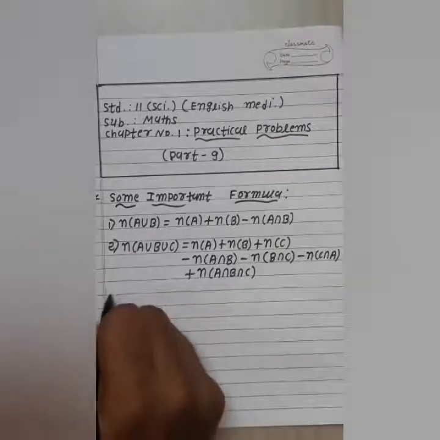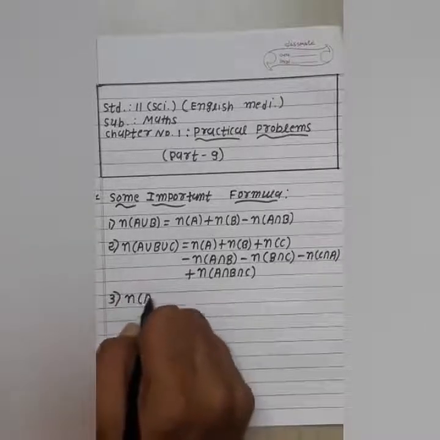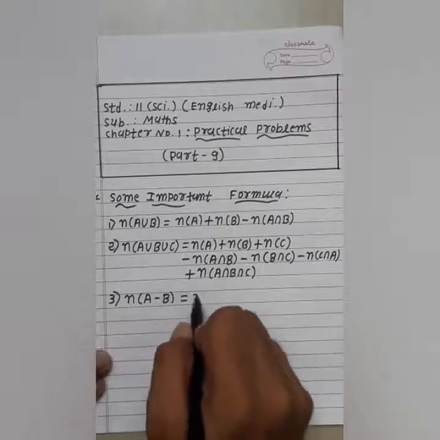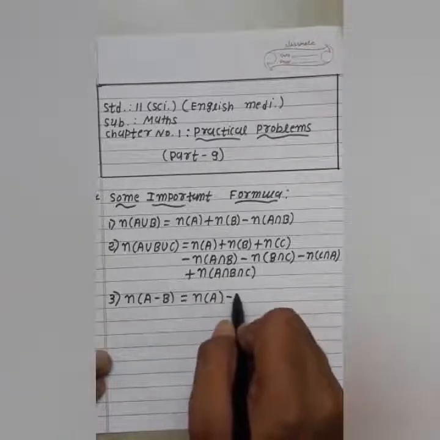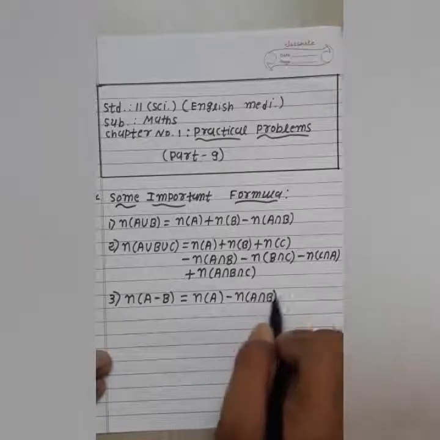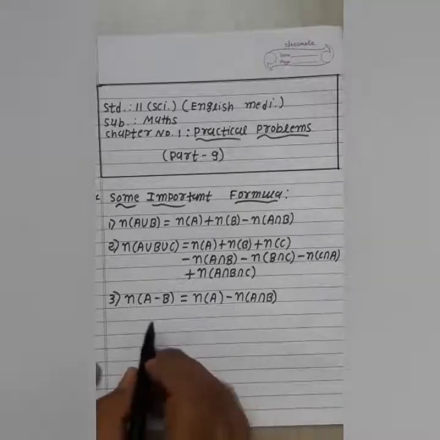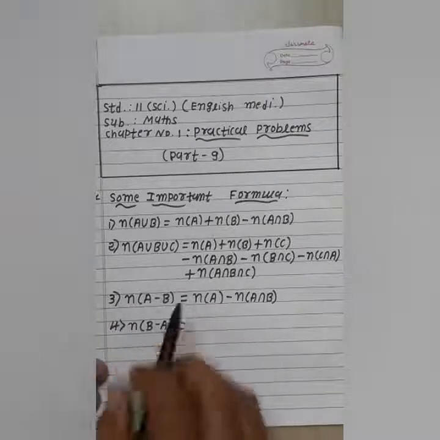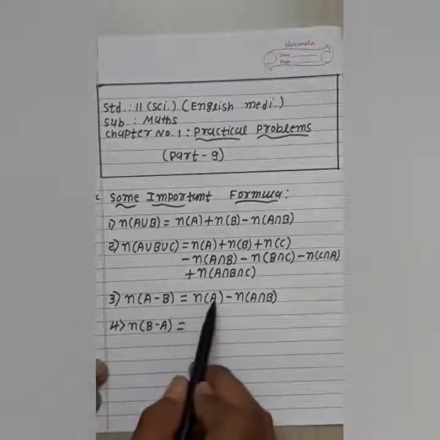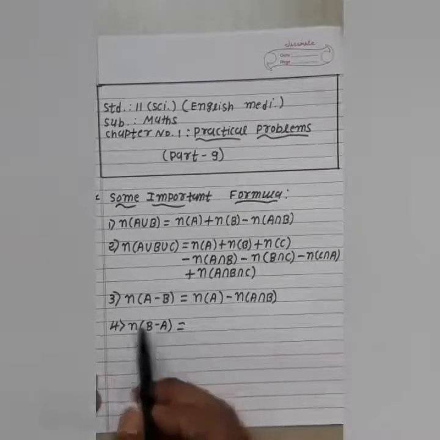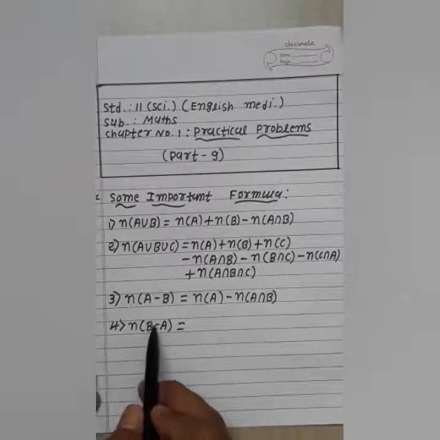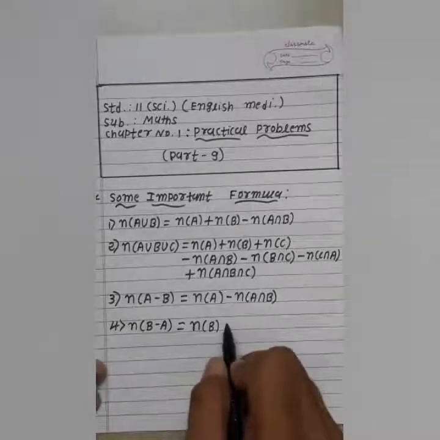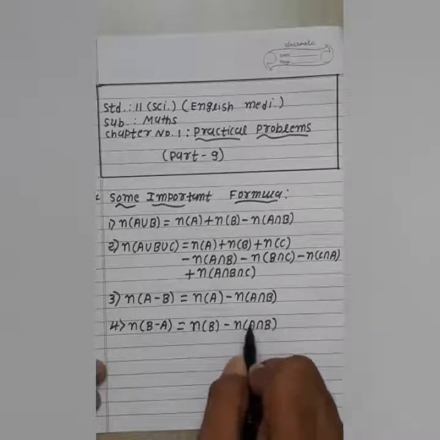Now next one, n of A minus B, otherwise n of A difference B, is equal to n of A difference n of A intersection B. Fourth formula, n of B difference A. Here in the first position A is present, so we wrote n of A difference n of A intersection B. But here B is present first and after that A, so similarly we can write n of B difference n of A intersection B.